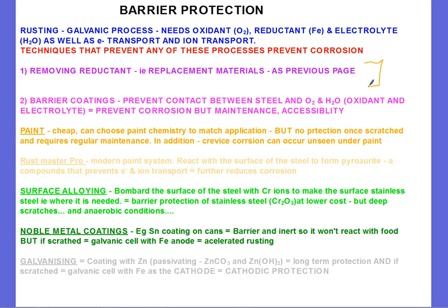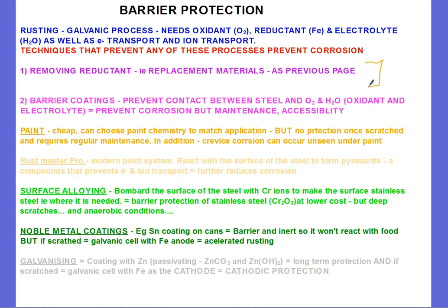But there's two other ways of protecting steel, and the first of them is barrier coatings. A barrier sits on the surface, and it prevents contact between the steel and the oxygen and water, which is the oxidant and electrolyte, therefore preventing corrosion. And probably the most common barrier coating is paint. Paint is cheap, it provides a barrier, but if it's scratched, it no longer provides protection where the scratch is, and you get crevice corrosion under the paint, which is unseen, which is a problem.